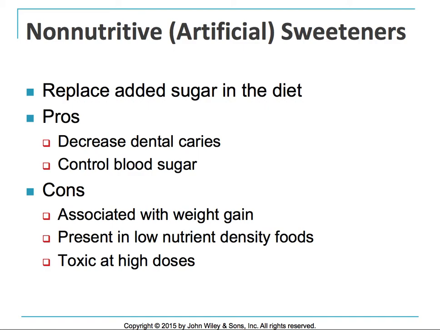So I think that there's also this sort of misconception that a food that doesn't have any sugar must be good for me, when that's really not the case.